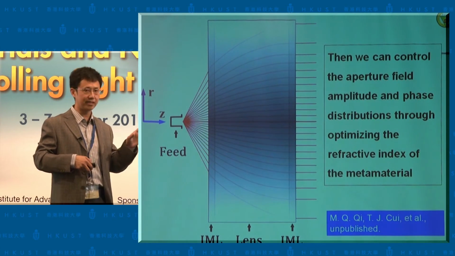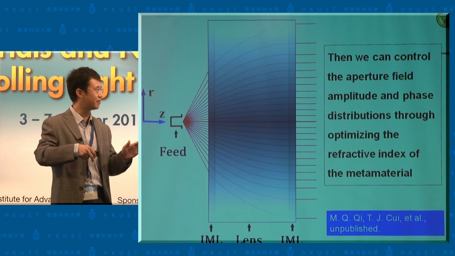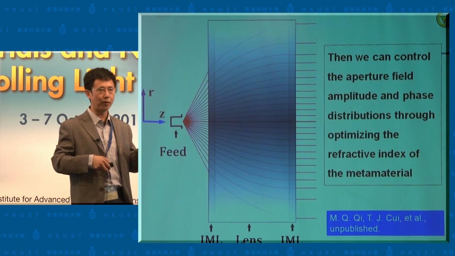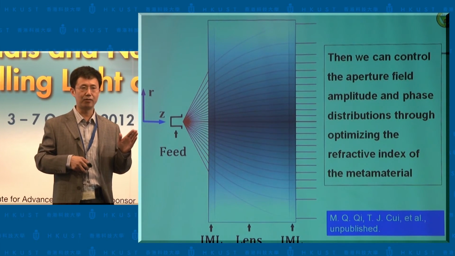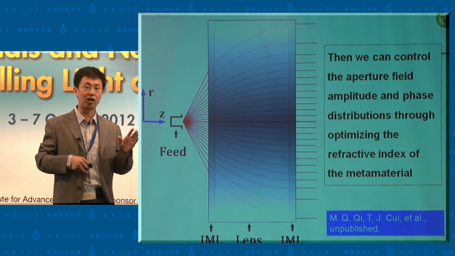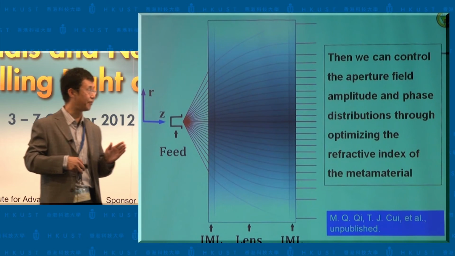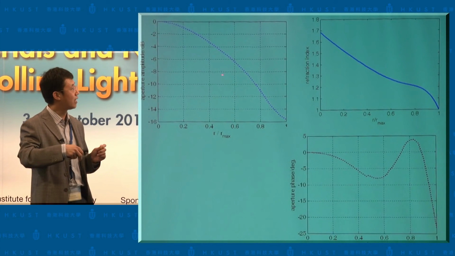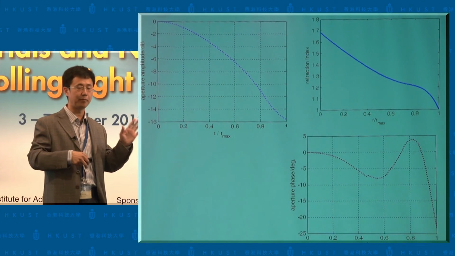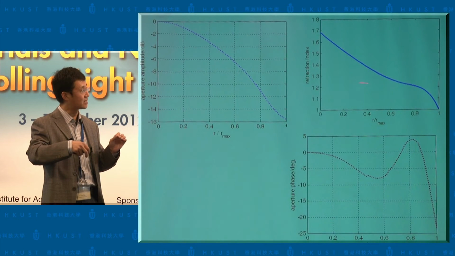For this example, we just choose the flat lens. The two surfaces are flat surfaces. And in this case, we want to design an optimized antenna with high gain and low side lobe. That is the Taylor distribution of the aperture field. So after using the optimization method, we can derive the distribution of the index of refraction.